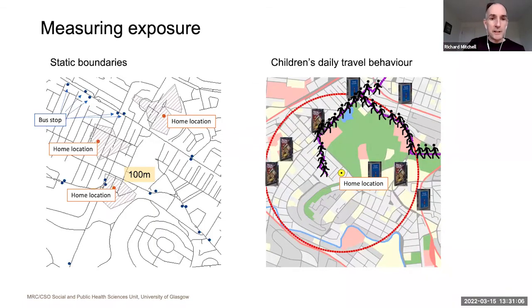So how can we capture this? Well, we can perhaps do finer scale geography if you want to have a static boundary around where you live or your school or wherever it is. But really what you want is to track where people go. And the way to do that is to use GPS devices. So these are devices which I'm sure you all know record your location constantly using connections to satellites.